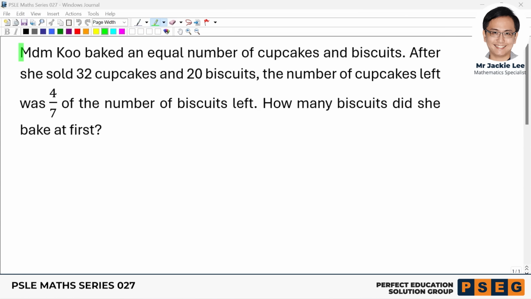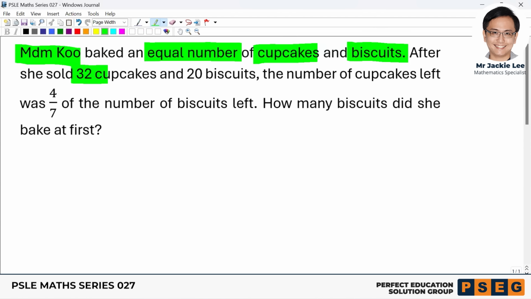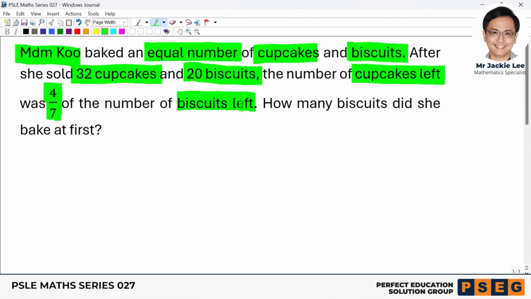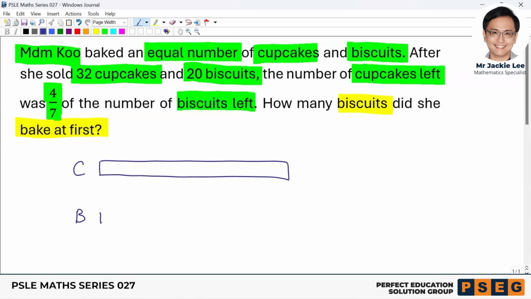Question: Madam Khoo bakes an equal number of cupcakes and biscuits. She sold 32 cupcakes and 20 biscuits. Then the number of cupcakes left behind is 4/7 of the number of biscuits left behind. So the question is, how many biscuits did she bake at first? Okay, so we construct the model. Cupcakes, biscuits, equal number.